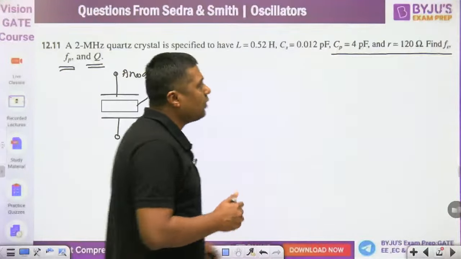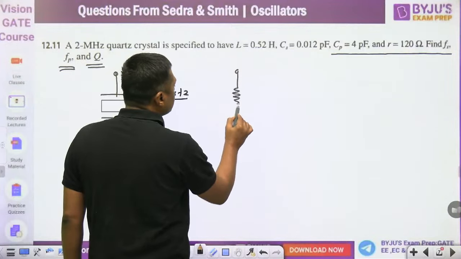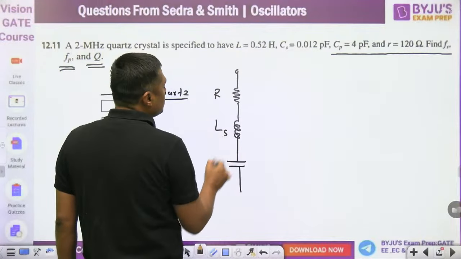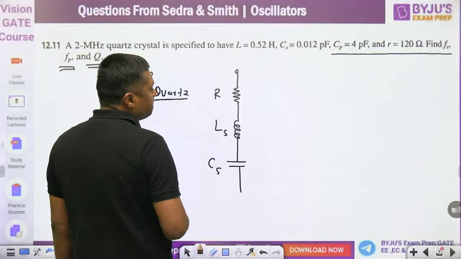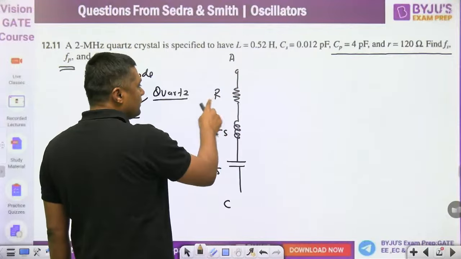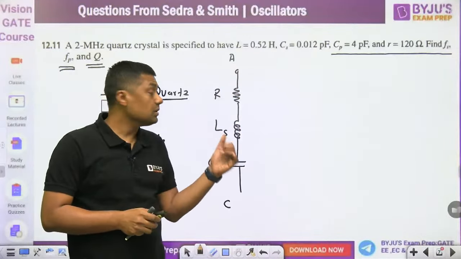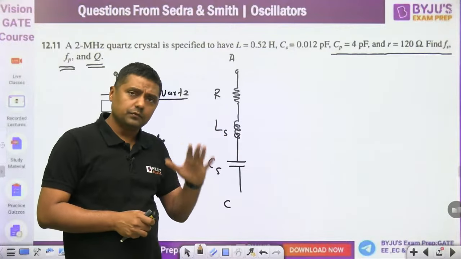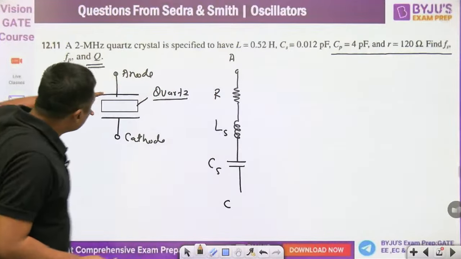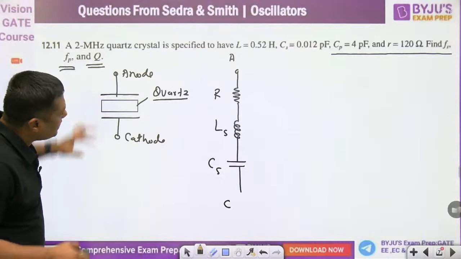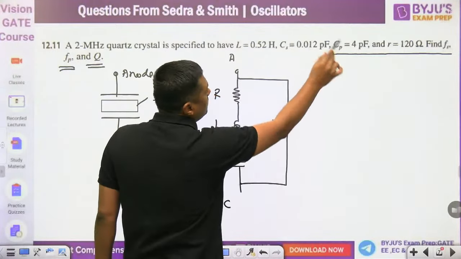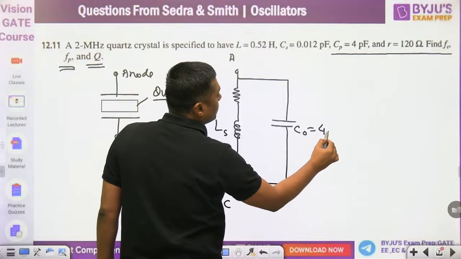So what is the equivalent circuit of that crystal? R, inductor, and capacitor. This is R, L, and the series capacitance CS, with the anode and the cathode. R represents the viscous damping, meaning internal losses. L represents mass, and CS represents 1 by the spring constant. Because we are connecting two plates, anode and cathode, in between there will be a capacitance. So we have to connect a capacitance here. That capacitance is called the parallel capacitance, or C naught, which is 4 picofarad.